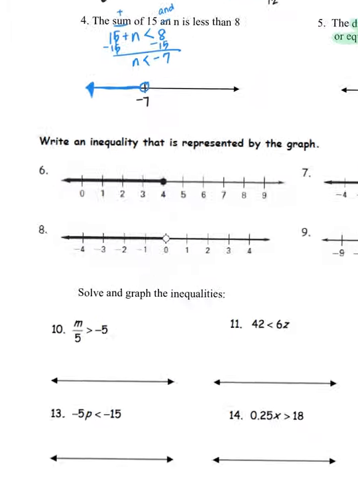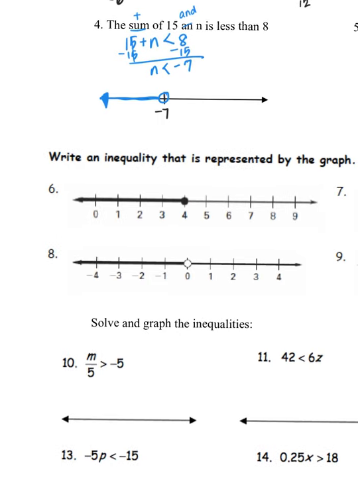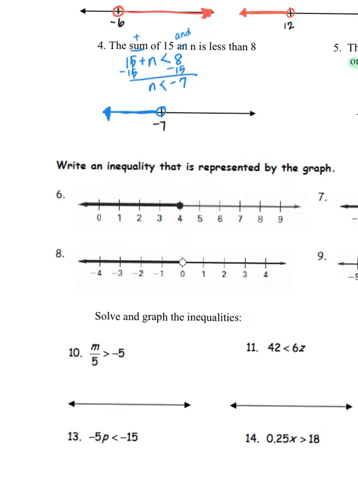Okay, so this is just a reminder of what you did on your homework last night. So we're just writing an inequality that's represented by the graph. So here, again, I look at the number 4 and put x over here. And I know that it's filled in, so it's going to have an equal sign, and it's going to the left. So x is less than or equal to 4.